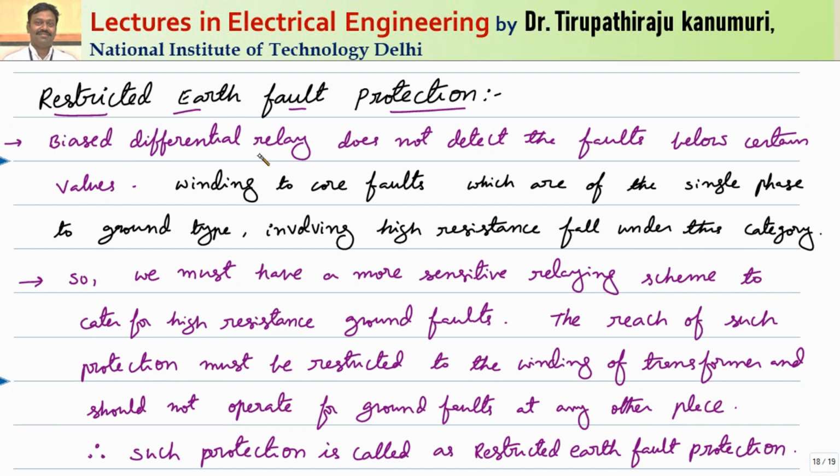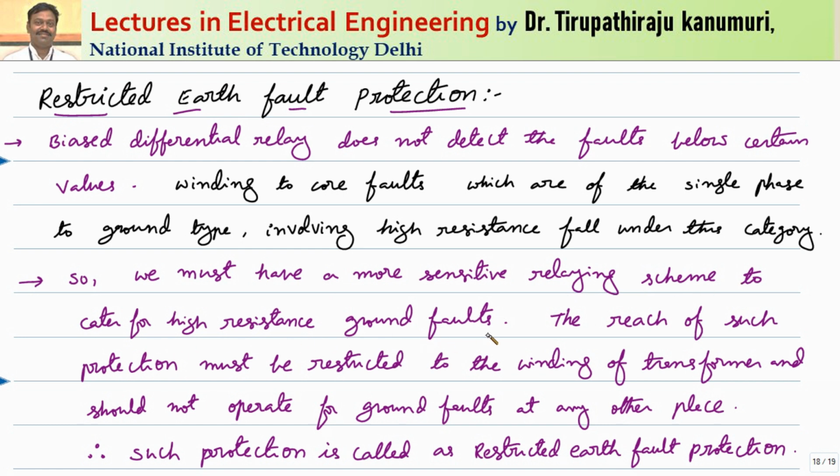The only option we have is the Buchholz relay, but the remaining relays cannot detect it. And the Buchholz relay can also detect only if there is an arc fault. The arc is involved due to the heat, it will detect that one, otherwise even that cannot detect. So we must have a more sensitive relaying scheme to cater for these high resistance ground faults.